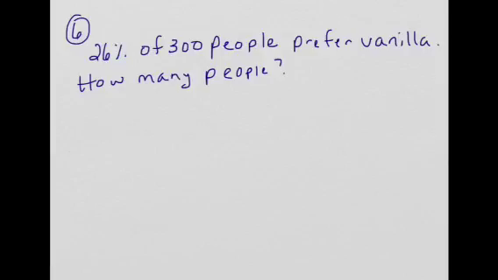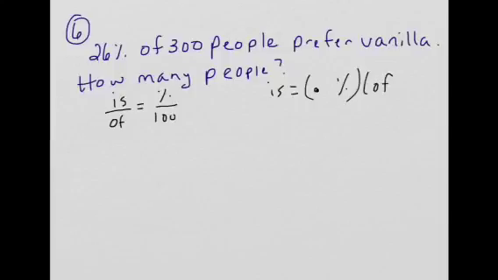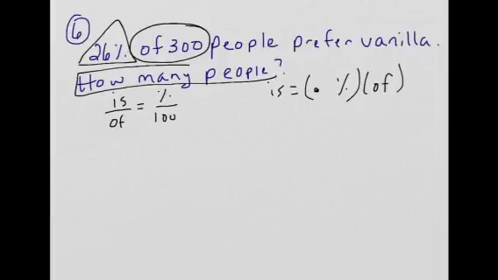All right, now we're looking at 26% of 300 people prefer vanilla, and we need to find out how many people prefer vanilla. So we can use either percent proportion or percent equation. Is over of is equal to percent over 100, or we can do is equal to percent, big obnoxious decimal, times of. I find my percent and my of, which is the total number of people. So my is the number of people that I'm looking for that like vanilla. So that's going to be my X. So I'm going to have X over 300 is equal to 26 over 100.